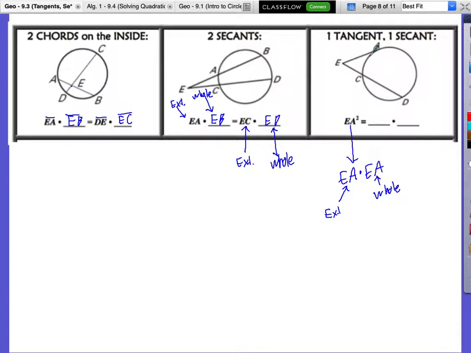And for the secant part, what would we do? EC times EB. Yep, very good. The same thing you did before: the external times the whole thing.